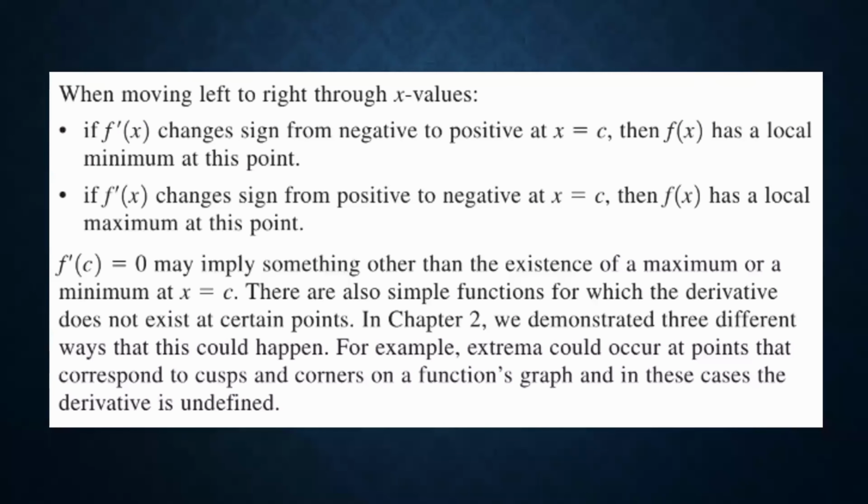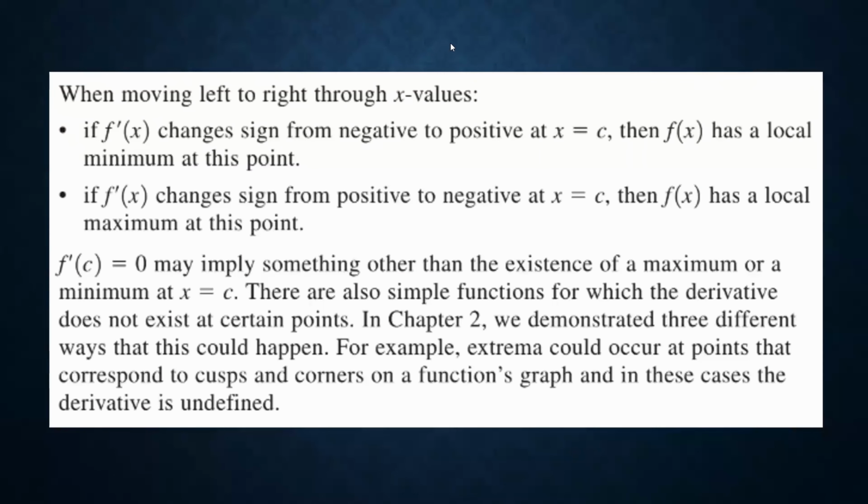Here is the reasoning that we talked through together. If f prime of x changes sign from negative to positive at x equals c, then f of x has a local minimum at this point. Makes sense? Negative to positive, boom, local minimum. If the derivative f prime of x changes sign from positive to negative at this point, then f of x has a local maximum at this point.